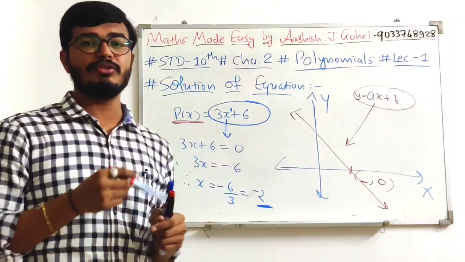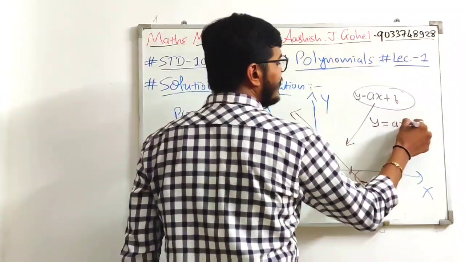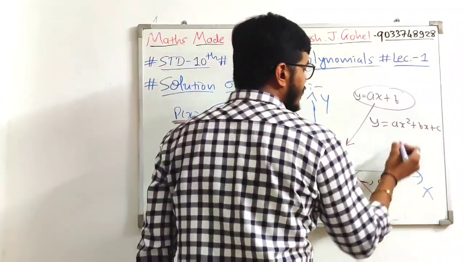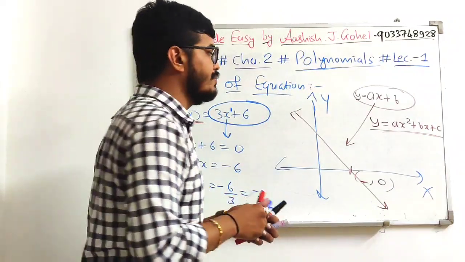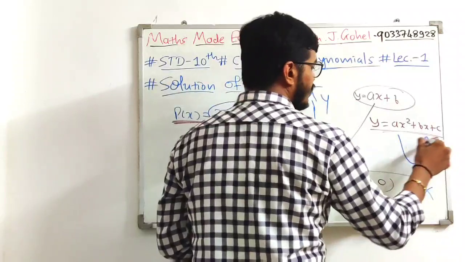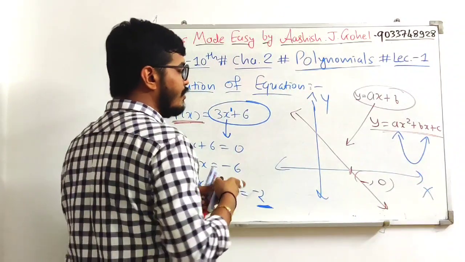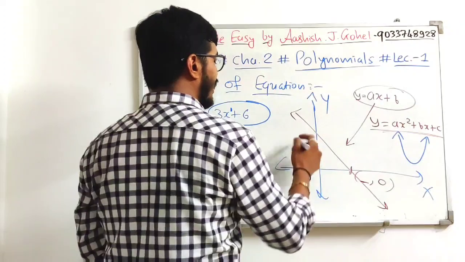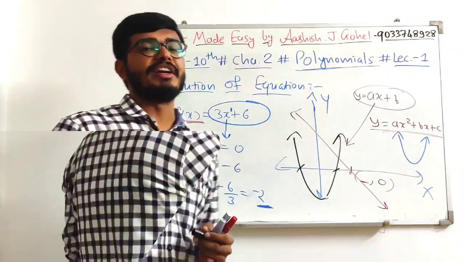Now if we discuss the quadratic equation, it will be like this: ax square plus bx plus c. The graph of any quadratic equation will be a parabola. A parabola will be shaped like this. So if I draw a parabola on this graph, then it will intersect the x-axis in 2 points.